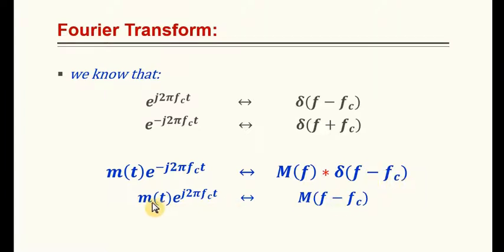Okay, so here this is right. m(t) e raised to j 2 pi fc t has the Fourier transform capital M(f minus fc). This is one of the properties of the Fourier transform. Please refer to the Fourier transform table, or revise the Fourier transform as well, because it is easy to analyze the signal in the frequency domain rather than in the time domain.